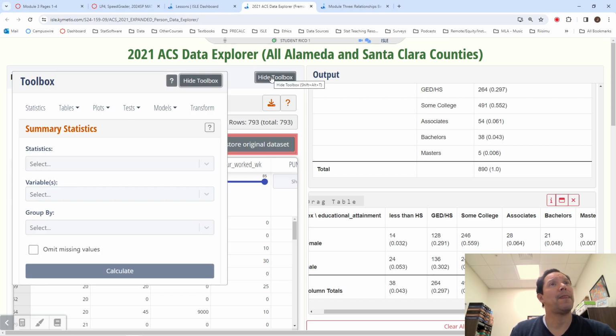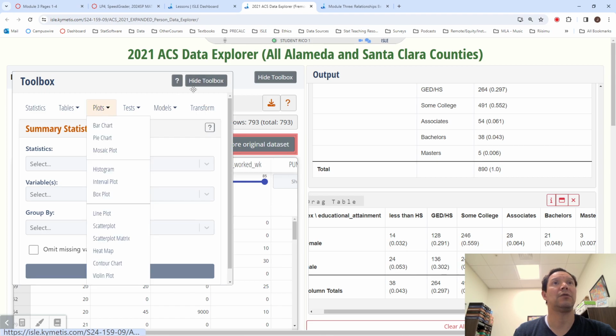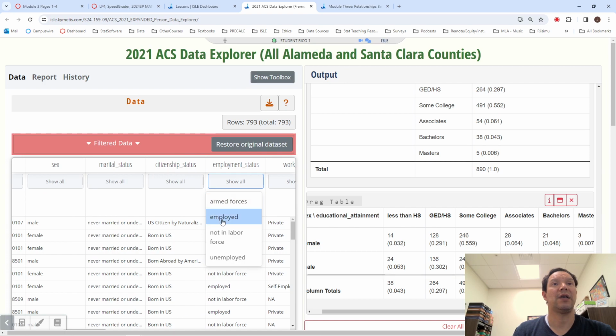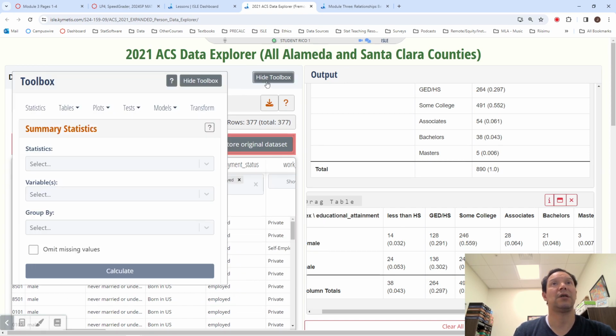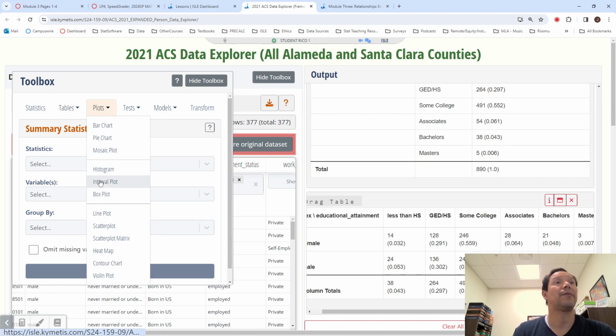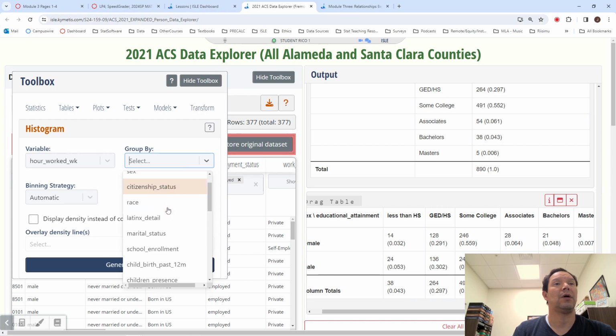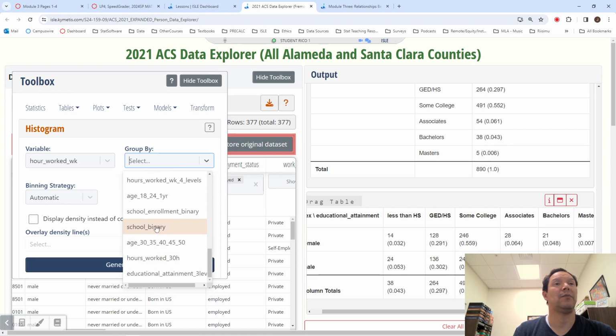So the first question we looked at, if I remember right, was hours worked. We wanted to compare it between those who are in school versus those not in school. So I need to filter for employment status, because as I'm looking at hours worked, I want to make sure they're working. So histogram, we're going to go hours worked per week. We're going to compare it by school enrollment, binary.